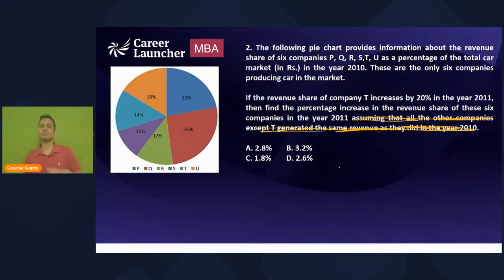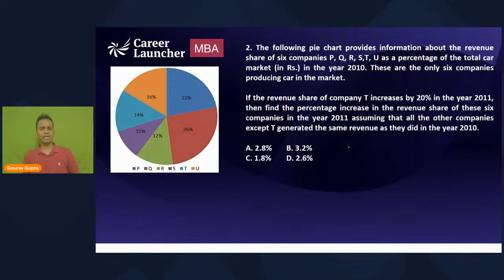हम गलती क्या करते हैं, हम assume कर लेते हैं that if they have given for company T, there is an increase of 20% for company T, and they have not given any information for other companies. So we tend to assume that for other companies, there is no change, which is not the correct thing to do. So if something is not given, it cannot be assumed. Simple. Now they are saying that assuming that all the other companies except T generated the same revenue as they did in the previous year. So it is given. So now we can go ahead and answer this question.